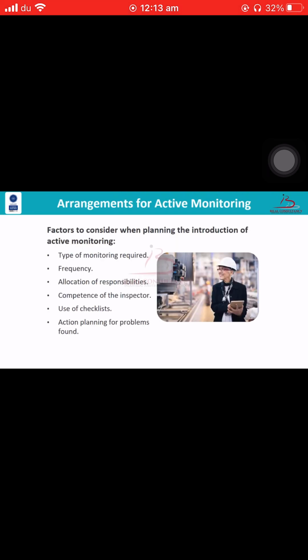While we are going to conduct active monitoring, we need to keep in mind a few factors before conducting it. What are those factors? The first one is the type of active monitoring required, the frequency of active monitoring, the competency level of the inspector, and then the allocation of responsibilities with regards to that active monitoring, and lastly, the action plan that arises from the problems we have identified in the active monitoring.